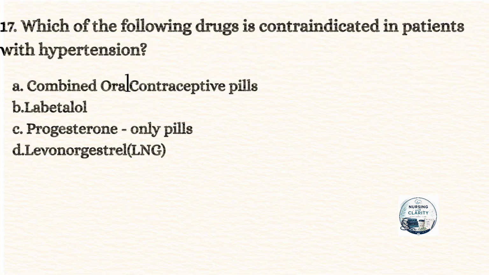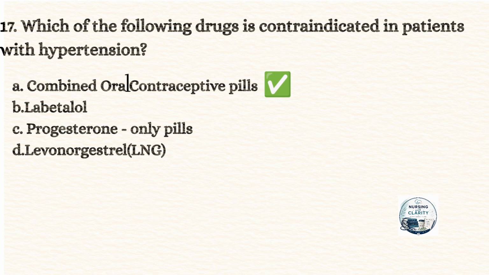17th question. Which of the following drugs is contraindicated in patients with hypertension? A. Combined oral contraceptive pills. B. Labetalol. C. Progesterone-only pills. D. Levonorgestrel. The correct answer is option A. Combined oral contraceptive pills.